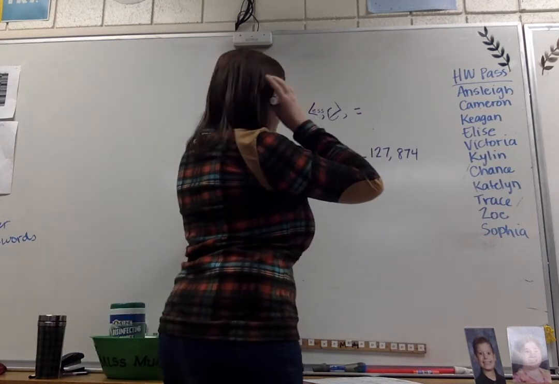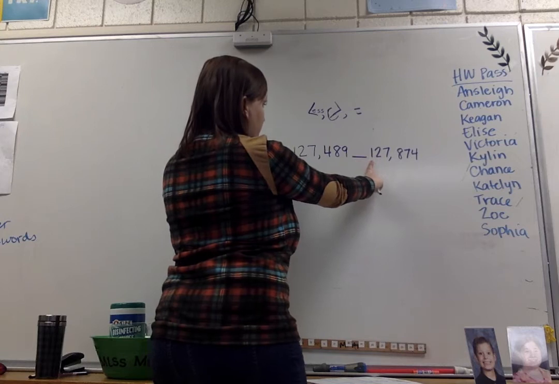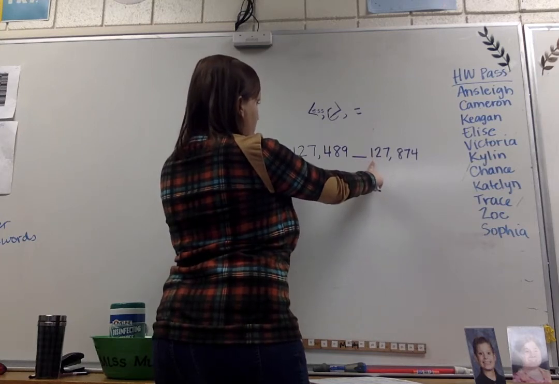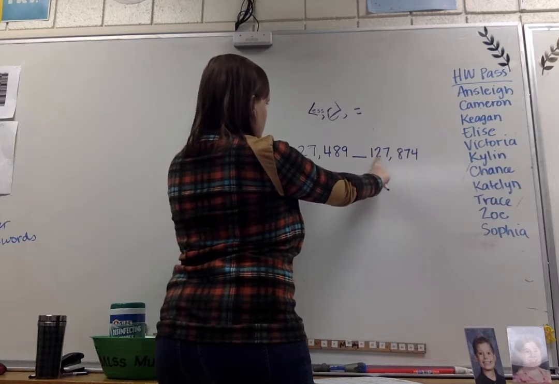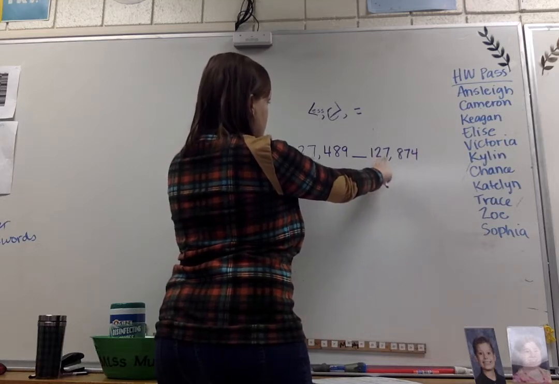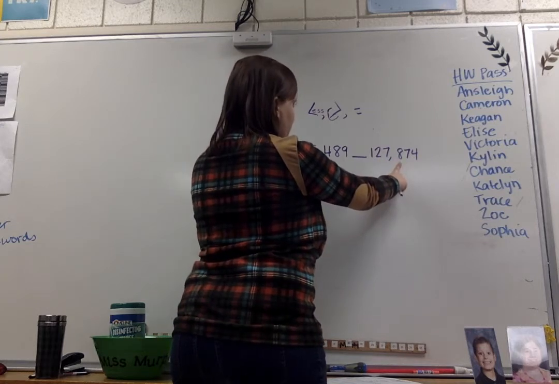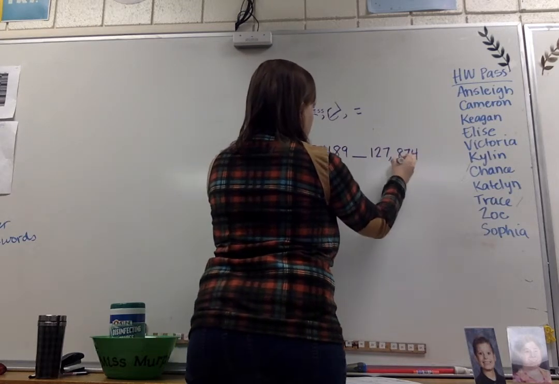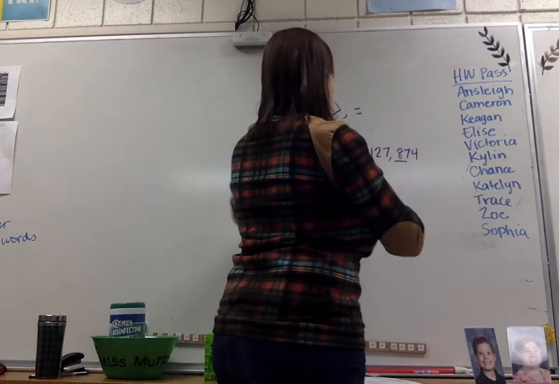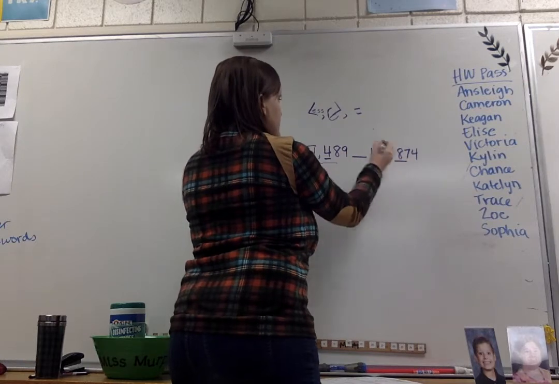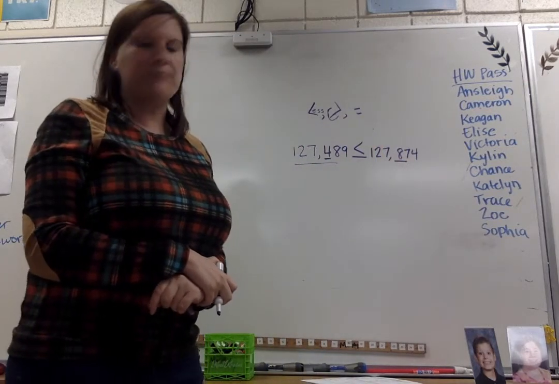When we're comparing two numbers, you want to start at the highest place value. I got 1 in the 100,000s place for both. So 1, 2 in the 10,000s, 7 in the thousands. When I get to the hundreds place, I see there's a 4 here and an 8 here. I know that 4 is smaller than 8, so this number must be less than this number. So we would put less than as our symbol.